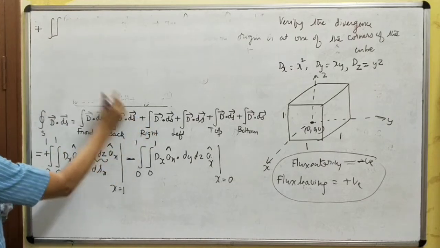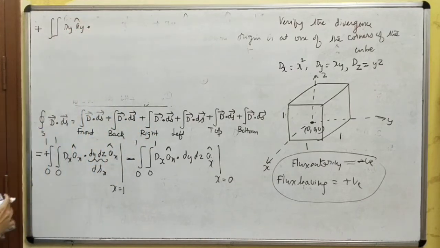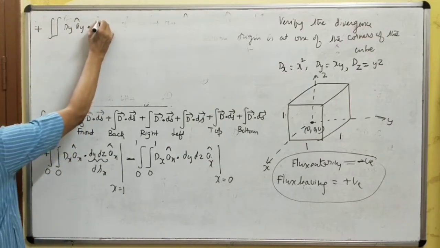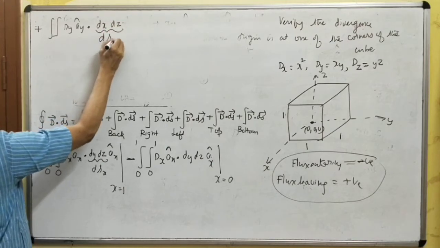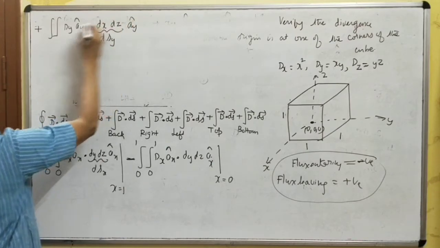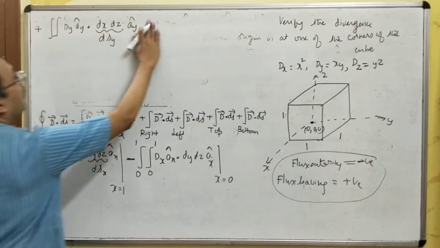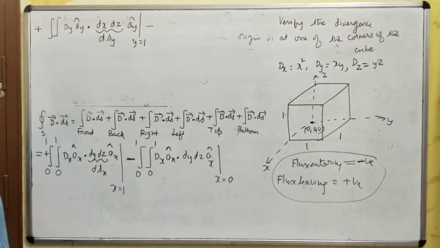For the third integral, what is vector D? It is Dy a_y cap dot. For the right face, what is the area? It is dx dz. This is in fact dS_y, unit vector is a_y cap. Plus sign because flux is leaving. The right face is at y equal to 1 meter. Minus sign when we evaluate the fourth integral.